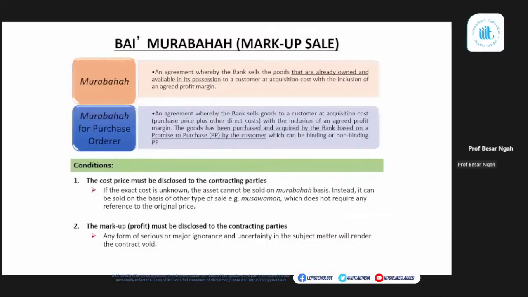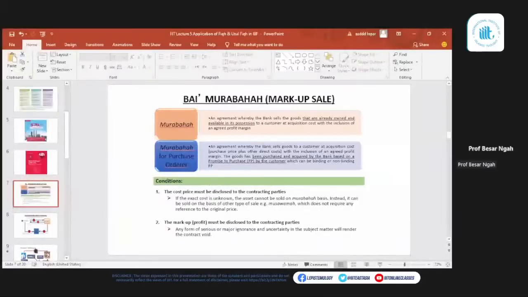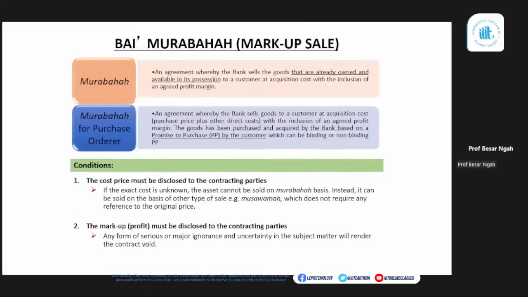I would like to share with you another concept which is very, very often used in the banking industry, called murabaha. This is part of the financing. So the murabaha concept, markup sale. What is murabaha? Murabaha is just a sale by the bank of an asset where the bank marks up the price. The fiqh ruling here is that it is permissible. It is an agreement whereby the bank sells an asset that the bank already owns and makes possession available to the customer at acquisition cost with the inclusion of a profit margin.